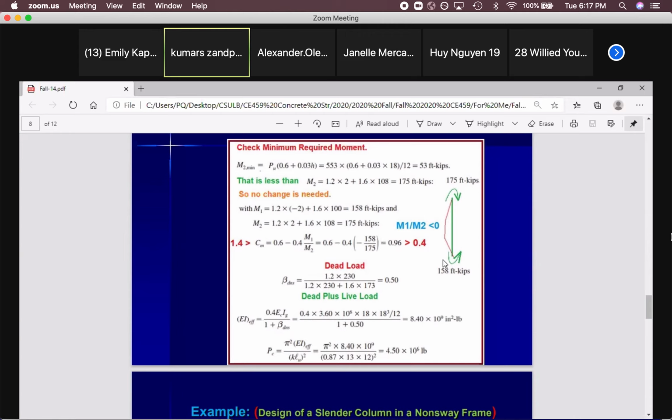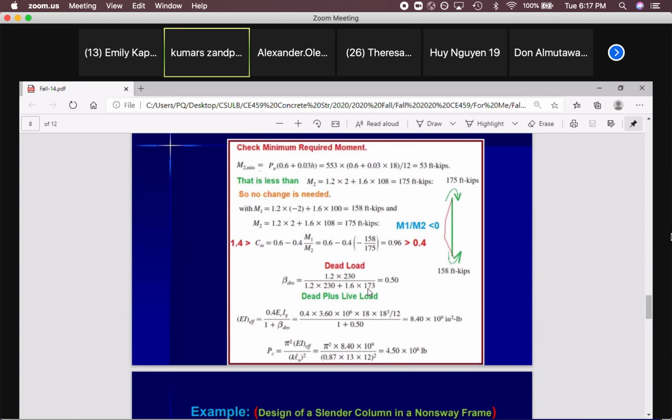And we know that we are getting a single curvature, which means negative. Those are still negative M1 and M2, and then find CM. How can I find CM? Go to this equation. M1 over M2 must be negative if you have single curvature. Yes, we have single curvature, so negative. What's the M1? That M1 that we calculated from the start. M2, and it's 0.94. Greater than that, less than, so we are good. What's the beta DNS? 1.2 times dead load. What's that dead load? PD. Yeah, 1.2 PD plus 1.6 PL. That's it.